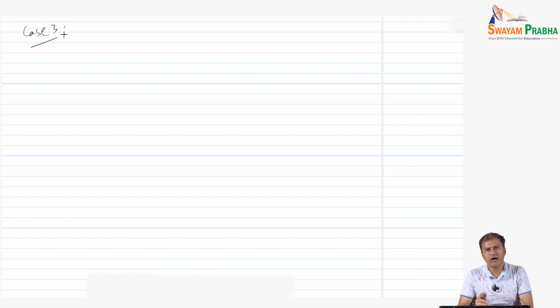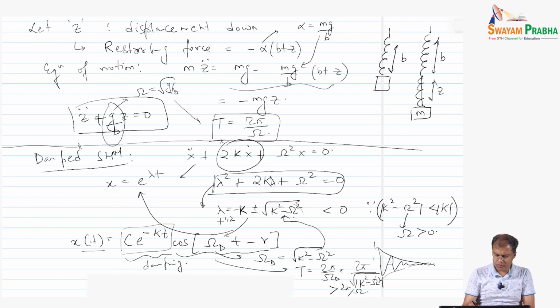Case first was undamped and undriven. Case second was damped and undriven. Case 3 is damped and driven, but driven with a particular frequency. Okay, so we have, well, before that, I can also look at the roots. We can quickly see what is happening.